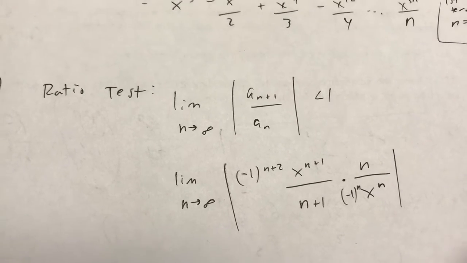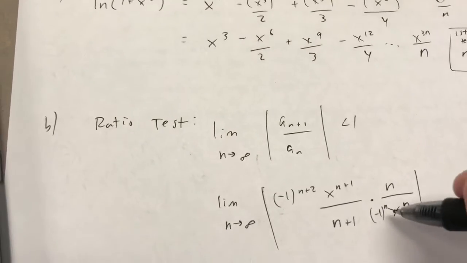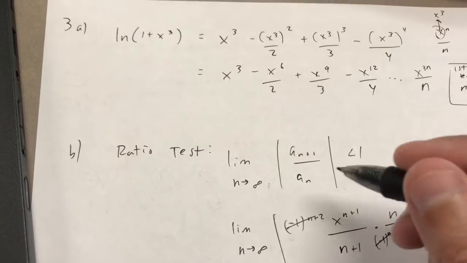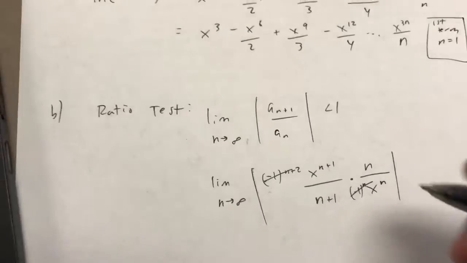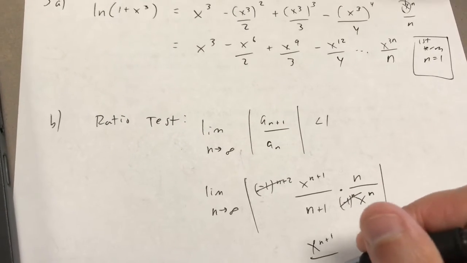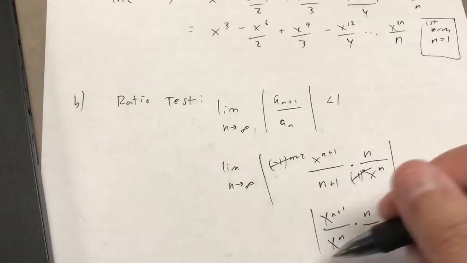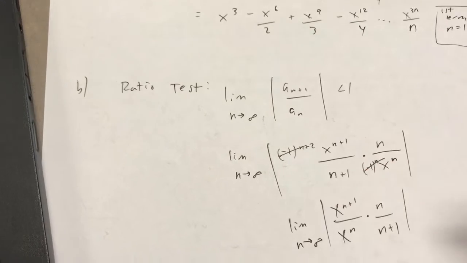You're technically going to be left with, well, 2 of these negative 1s will cancel. You'll have 2 negative 1s left, but that becomes 1, okay? Anyway, if you simplify here a little bit, you've actually got x to the n plus 1 over x to the n, and then you've got an n over an n plus 1. And you're looking at the limit of this as n approaches infinity.